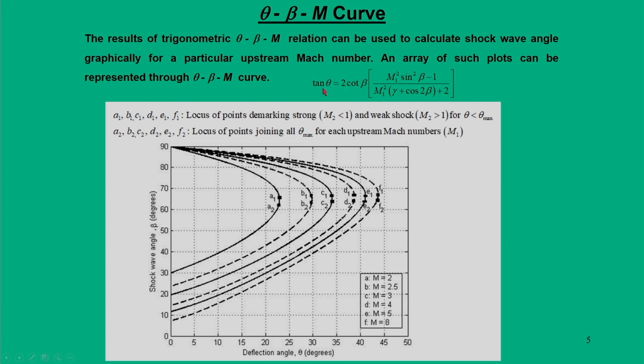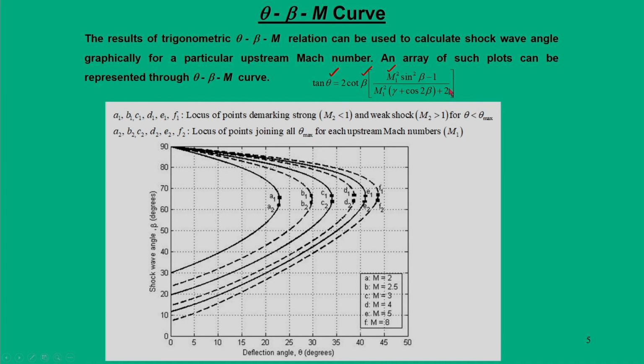And if you see these equations, we have three major parameters. One is theta, other is beta, third one is M. Now, what does this mean? Theta is your flow deflection angle, M1 is upstream Mach number and beta is the shock wave angle.